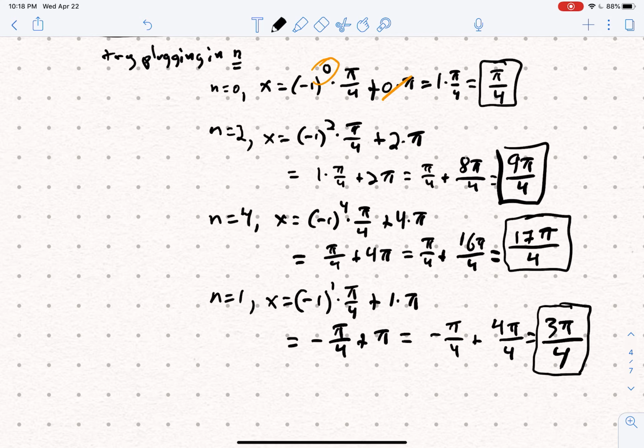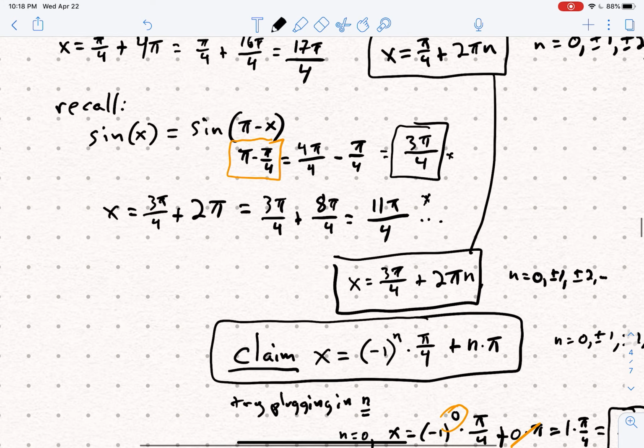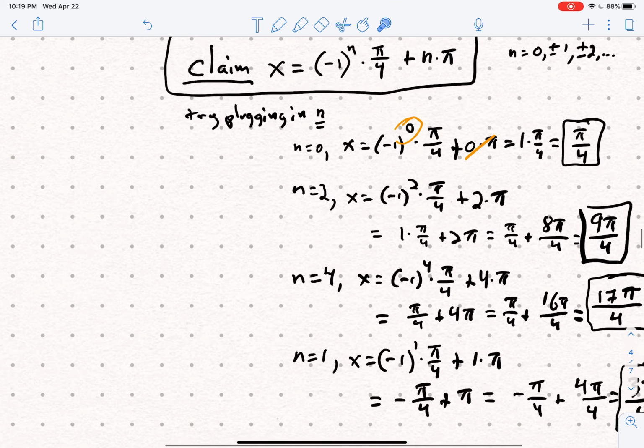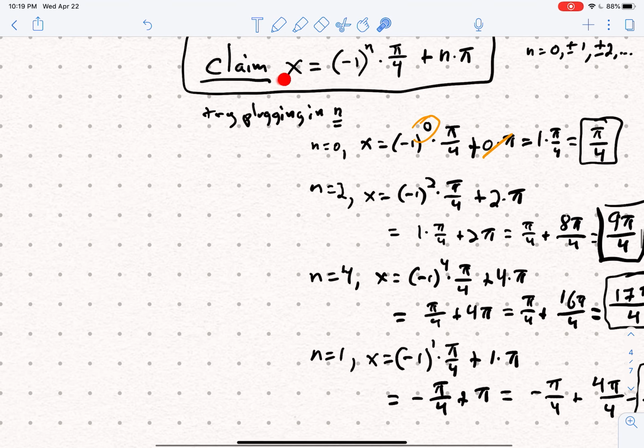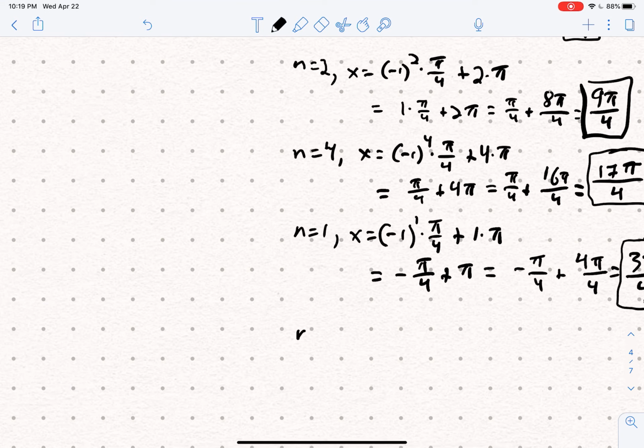That 3 pi over 4, you'll notice, was the original first one that we got when we were looking at the other set of answers. I'm hoping the next one will be this next one, 11 pi over 4. That will be some kind of reassurance that this formula really does capture all of the answers of both types. Let's do it. n is equal to, the next odd number is 3.